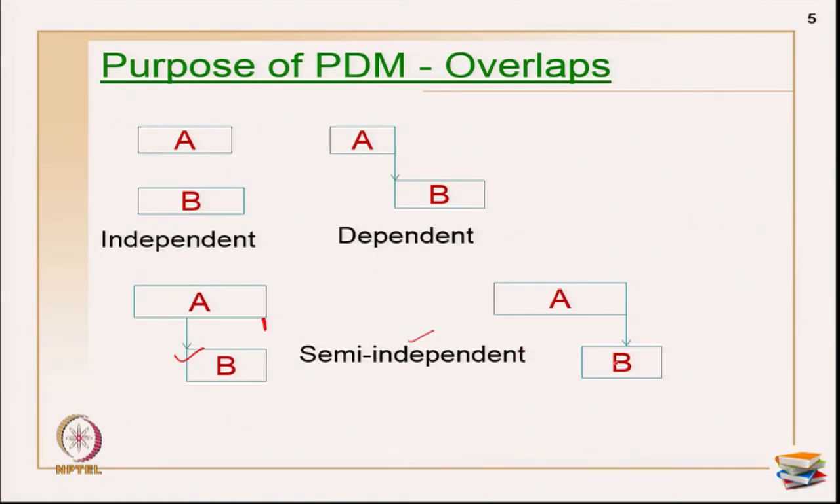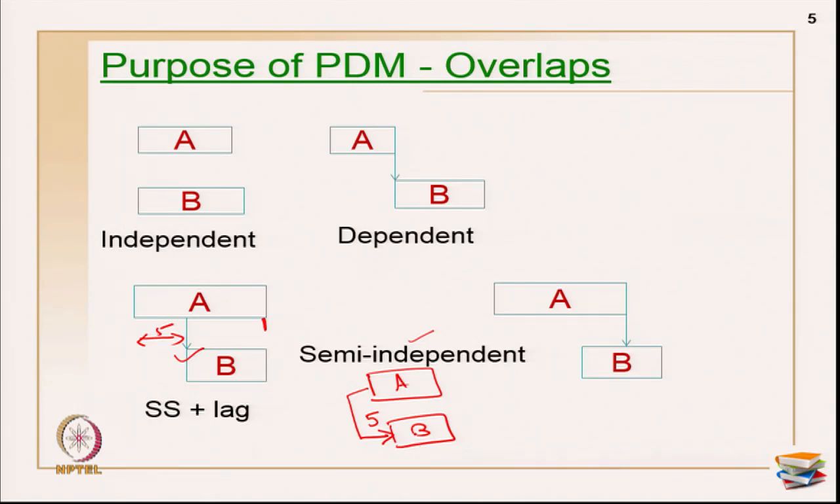Two cases I have shown here. Now, how do you represent this in PDM? It can be represented with a start plus a lag. If you want, I can show this. I have an activity A and an activity B. I can show this with a lag, maybe 5 or something. If this duration is 5, then after activity A starts, after 5 days I can start my activity B. I can easily represent this network in PDM notation.